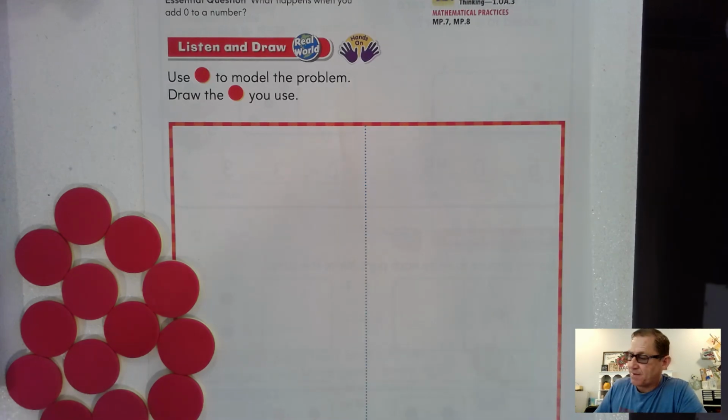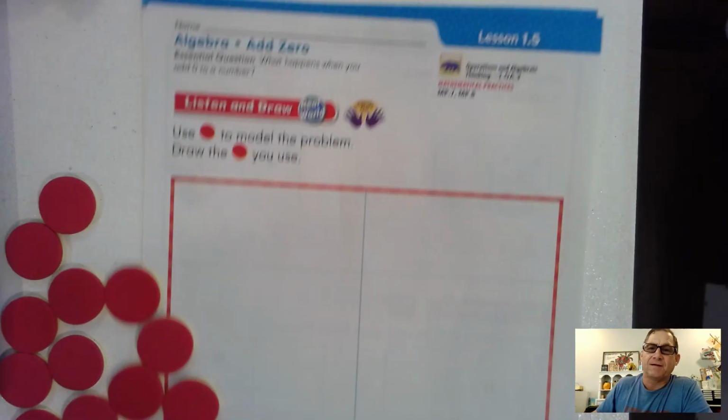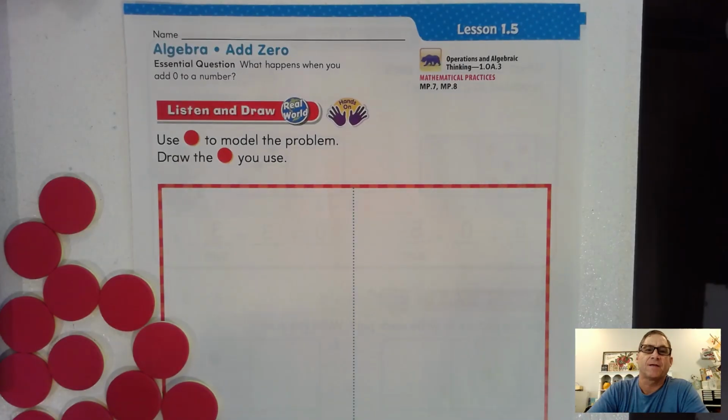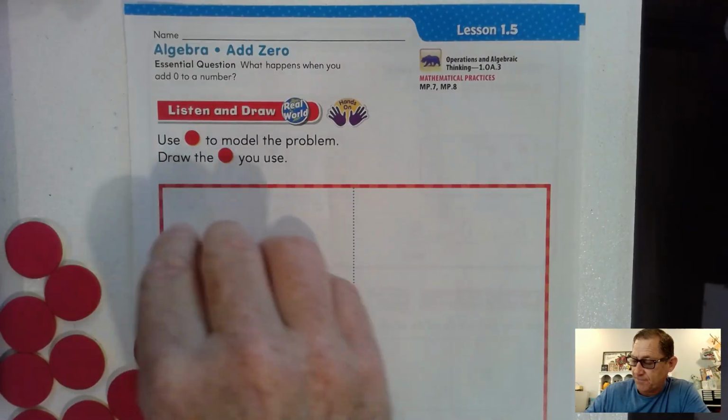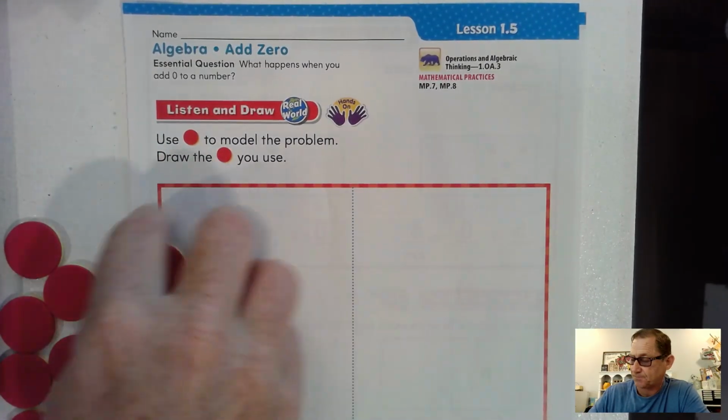Hello everybody. In today's lesson, lesson 1.5, Algebra Adding 0, we're going to be on page 29 of the first grade Go Math textbook. You will need your counters, so get your bag of counters.